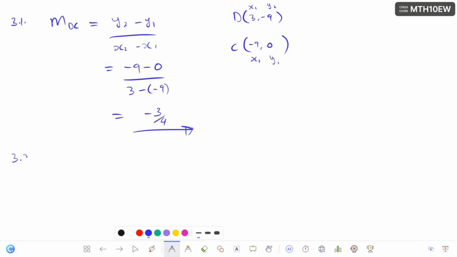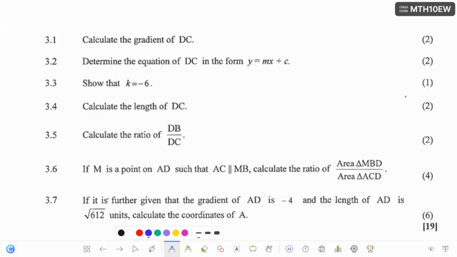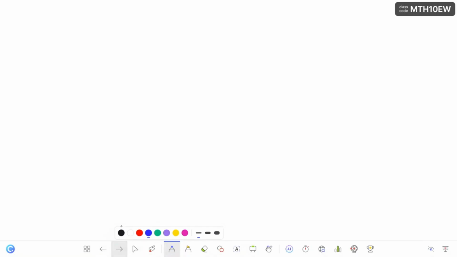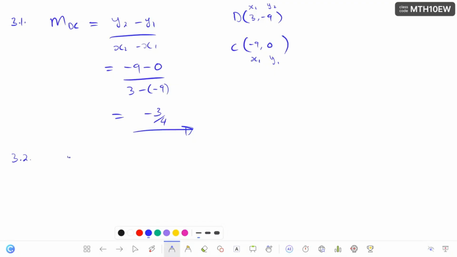So 3.2, they said determine the equation of DC in the form y is equal to mx plus c. So we need to calculate the equation of this line. Since we have a gradient, it's going to be easy. So we're going to say y is equal to mx plus c, while we already calculated our gradient to be -3 over 4 x plus c. So we just need to use any point between C and D. Let me choose C. It's -9 and 0.